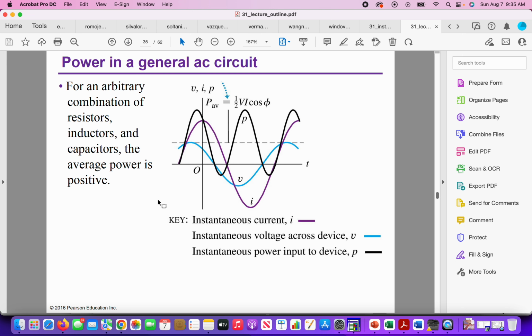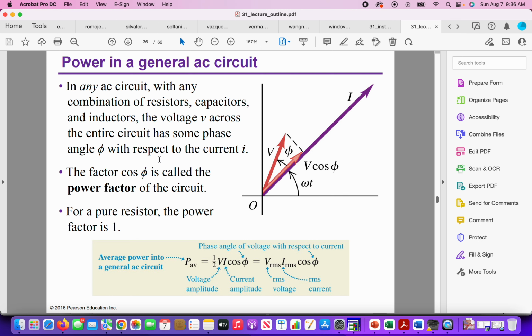When I have a general AC circuit, for any arbitrary combination of resistors and inductors, the average power is positive, and it equals 1/2 times the voltage amplitude times the current amplitude times cosine phi, which is the phase angle. Here we have that equation.